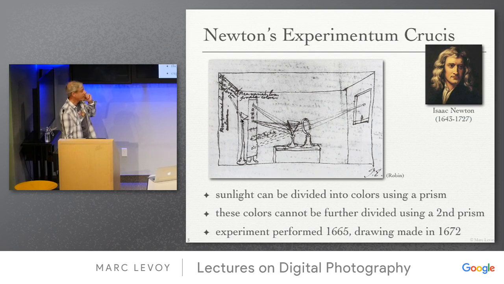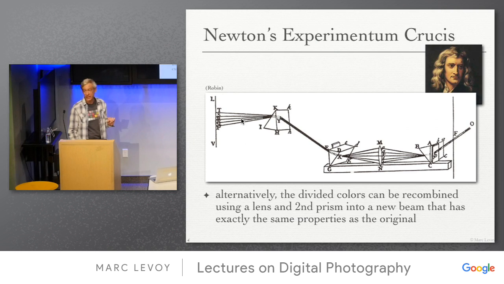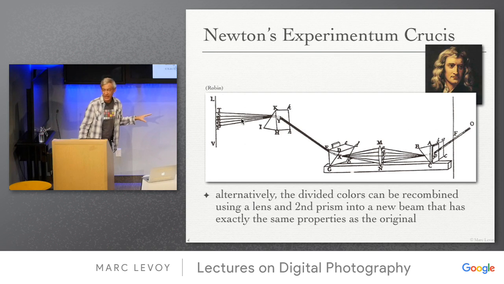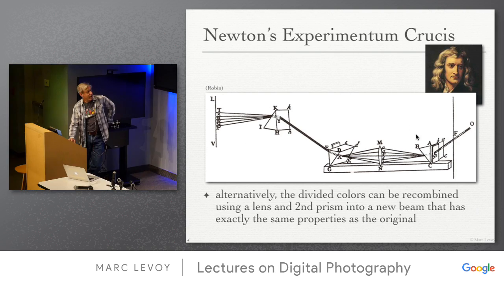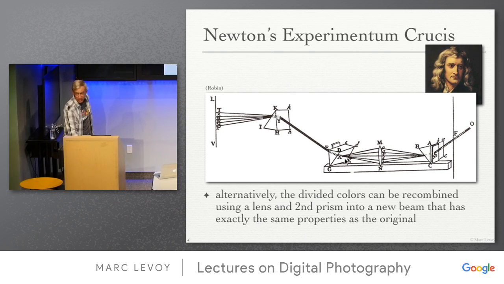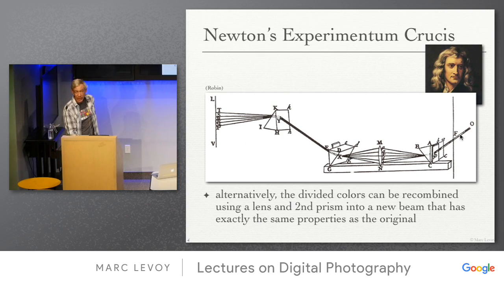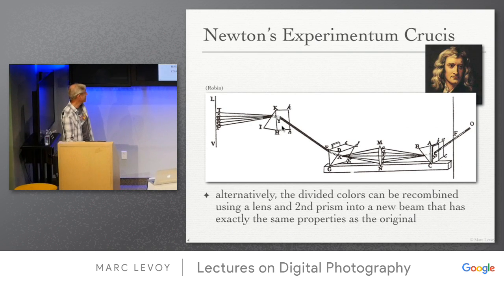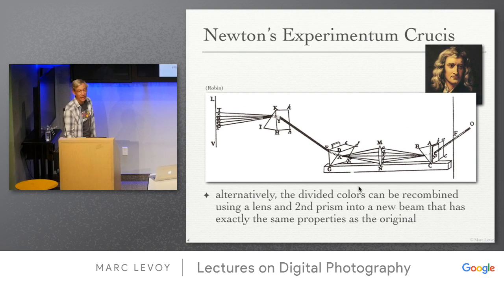Actually, to me, his more telling experiment is a second one he did. This, by the way, is his original drawing, for which there's no original drawing by him, but here's the experiment. Very clever. He took a prism, split the colors, ran them through a convex lens, which recombined them, and then found that this beam was identical in all properties that he could measure to the original beam. In particular, he could redivide them again. And so from this, he concluded that sunlight was composed of these individual colors that could be separated using a prism. Very, very clever experiment.